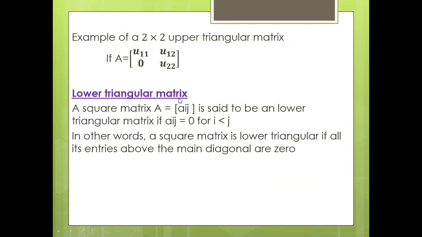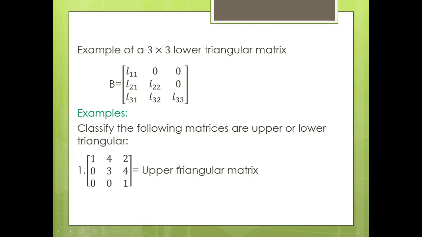Then lower triangular matrix. A square matrix capital A equal to Aij is said to be a lower triangular matrix if Aij equal to 0 satisfies the condition i less than j. In other words, a square matrix is lower triangular if all the entries above the main diagonal are 0. Here the main diagonal is included, and all the lower elements are present. Here only the upper triangular part is 0.